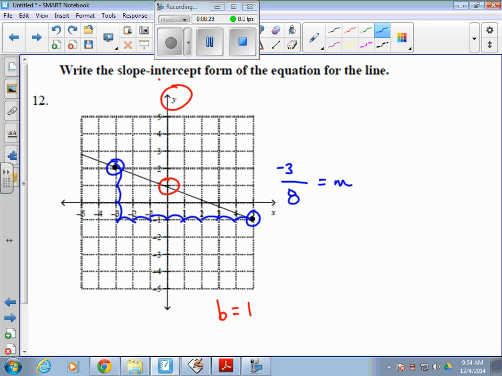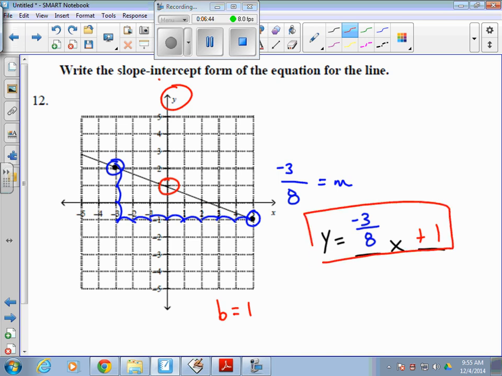So you have an m and a b. Write your equation. That's all you need to write the equation. Mx plus b. M is negative 3 over 8. B is positive 1. Negative 3 over 8 times x plus 1.